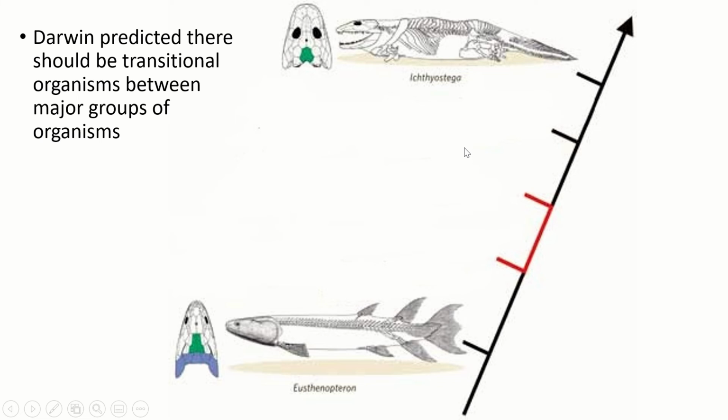Darwin predicted that there should be transitional organisms between major groups. So here is a fish. You can see it's got little fins. It doesn't have a neck, oddly enough. Fish don't have necks. That's weird, right? And here is a land vertebrate that has legs that it can walk on and an actual neck that can turn.